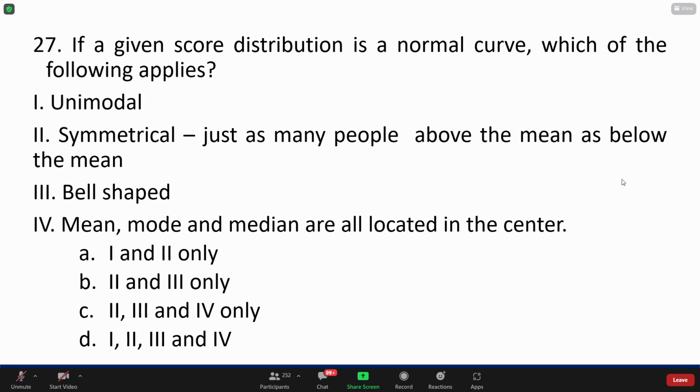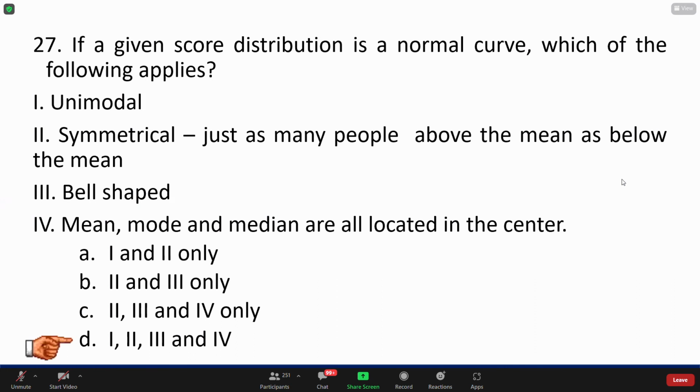Mr. Libores? Yes, sir. Read and answer 27, please. Number 27: if a given score distribution is a normal curve, which of the following applies? First, unimodal. Second, symmetrical, just as many people above the mean as below the mean. Number 3, bell-shaped. Fourth, mean, mode, and median are all located in the center. My answer is letter C, 2, 3, and 4.